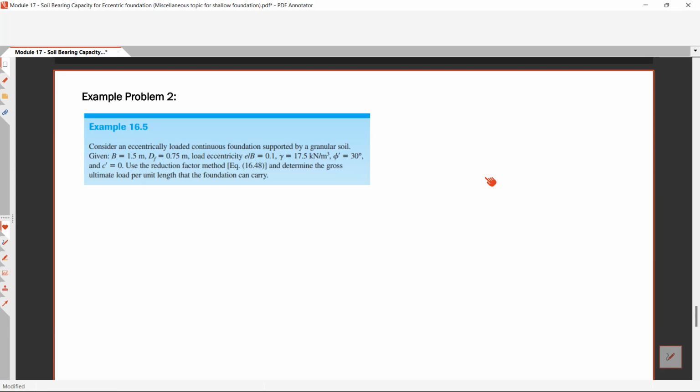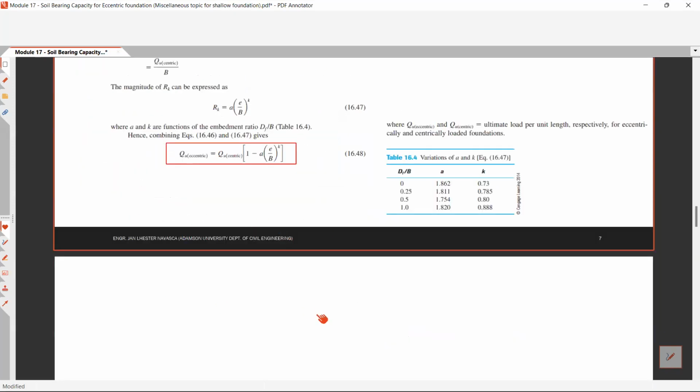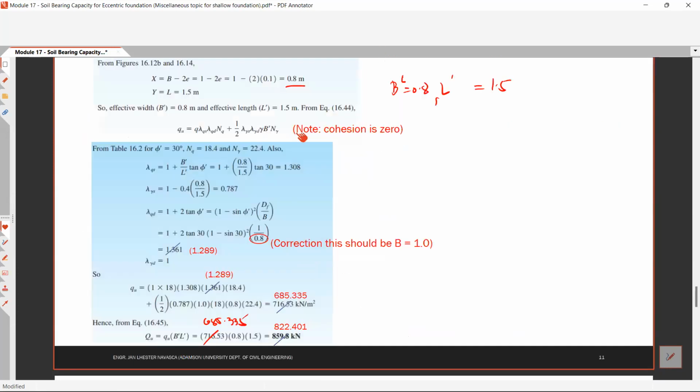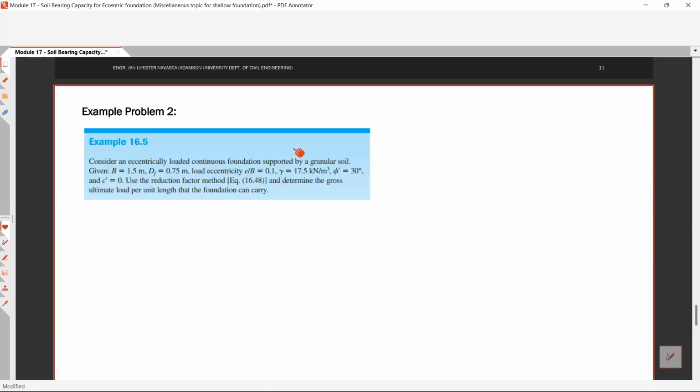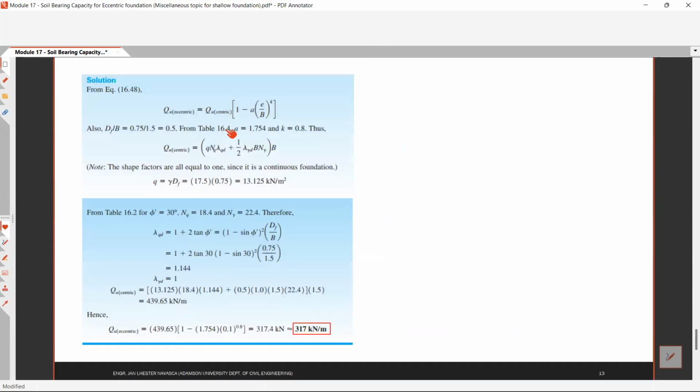Using the reduction method or reduction factor method, which is for granular soil. So, yung one-way eccentricity for granular soil. Determine the gross ultimate load per unit length of the foundation. Okay. So, using that equation, ito yung working equation natin. Yung QU eccentric is equals to the QU centric multiplied by the factor 1 minus alpha e over B raised to K. Okay. So, also, we can say that your DF over B is 0.5.